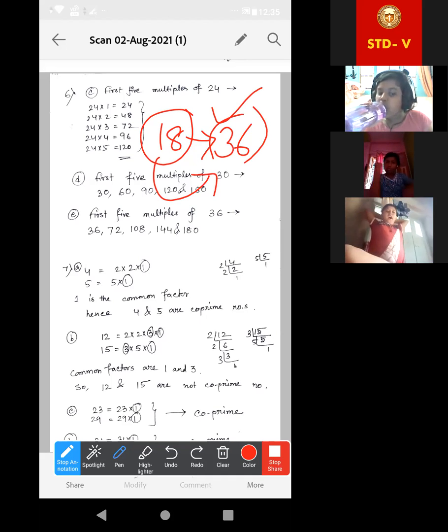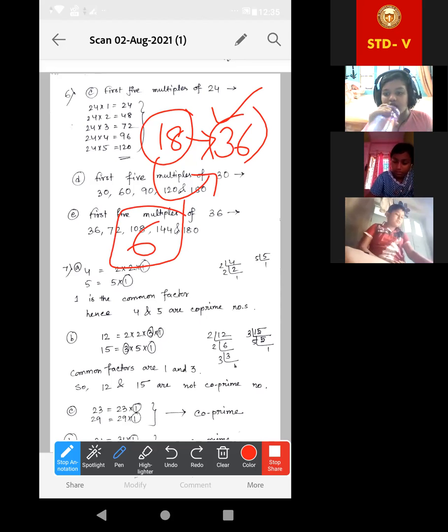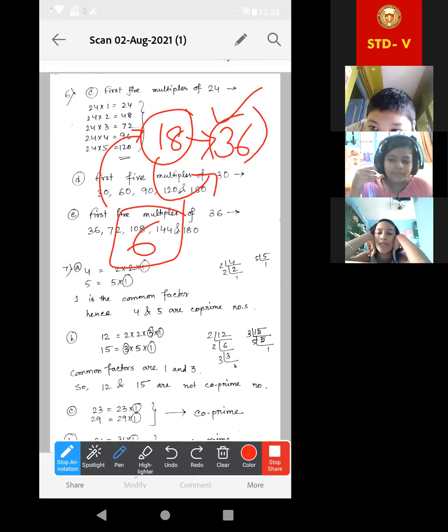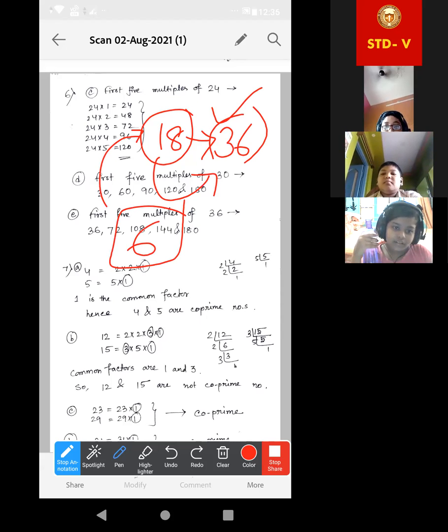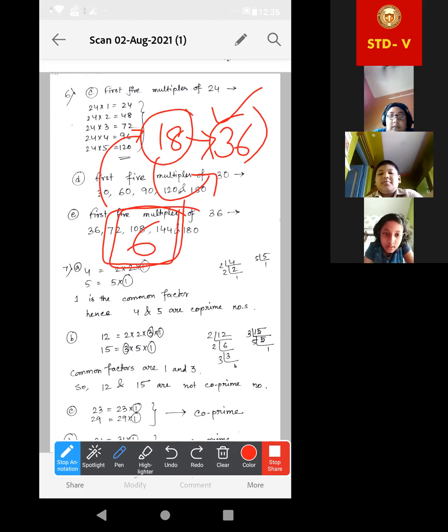But in case of, suppose, 6 will be a multiple of 18. Yes or no? Listen to me very carefully. 6 is the multiple of 18 or factor? Factor. Then why are you saying yes?